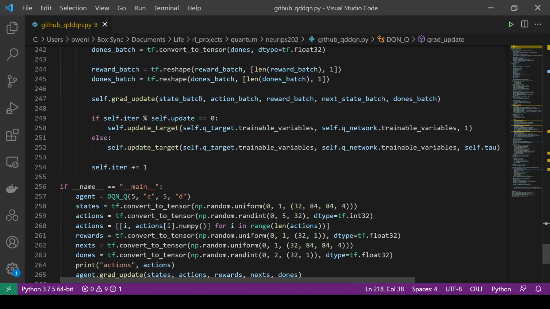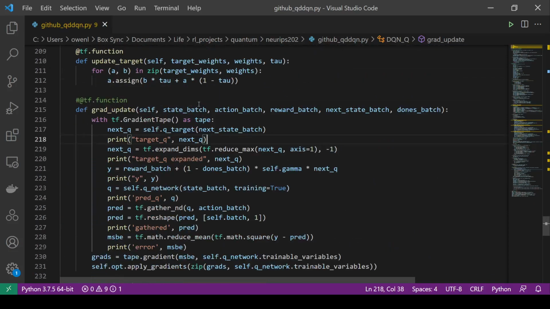And so now for this grad update, right, we do typical Q learning. We get the next target values. Doesn't really matter what's going on here. We get the reward. We do 1 minus dones. So if it's done, this is going to be 1, right? And this will be 0. Multiplied by the gamma, multiplied by the next Q.